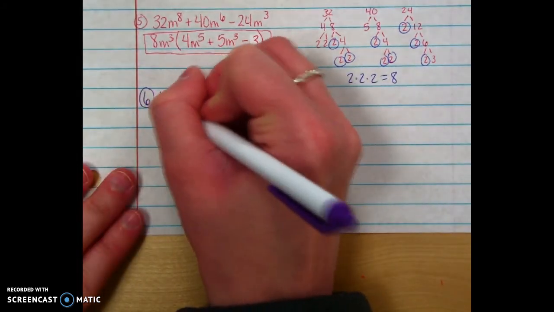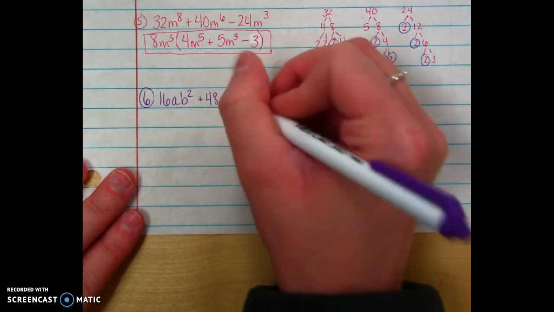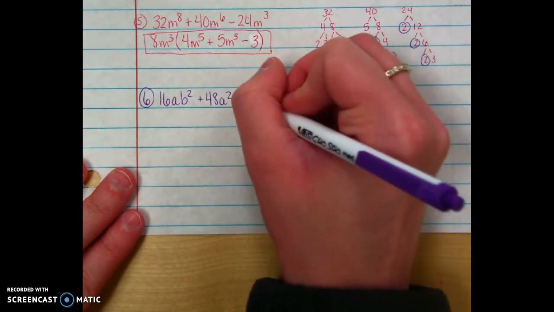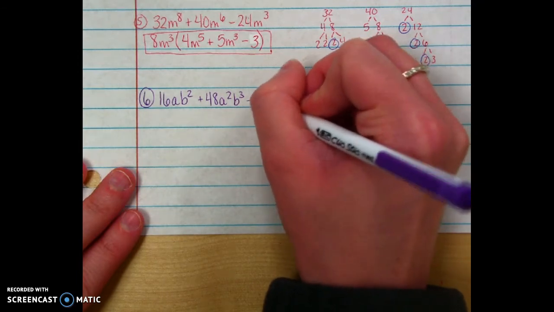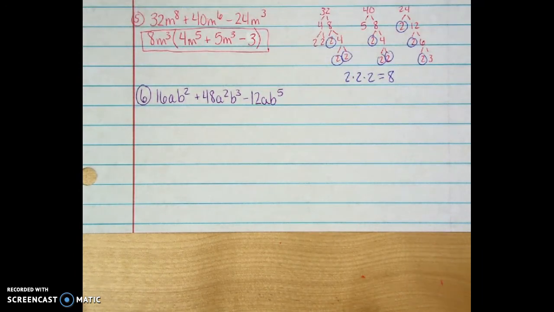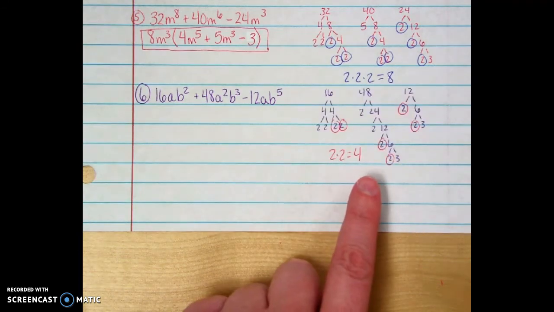16ab squared plus 48 a squared b cubed minus 12 a b to the fifth. If you don't know the highest number that goes into 16, 48, and 12, you need to do a factor tree. But if you already can tell what the highest number is, then you do not have to. So here's the factor trees if you worked those out.